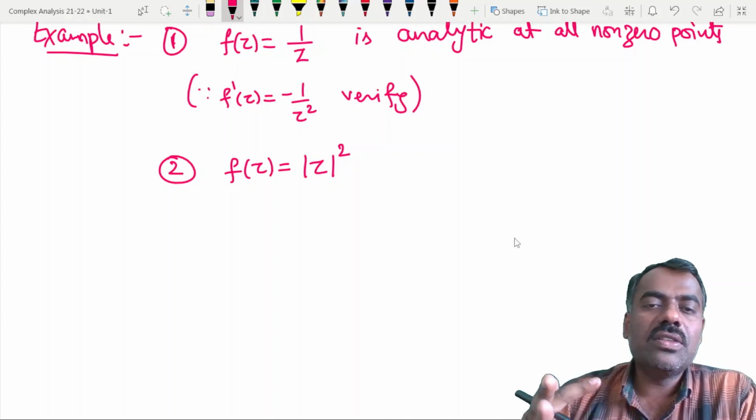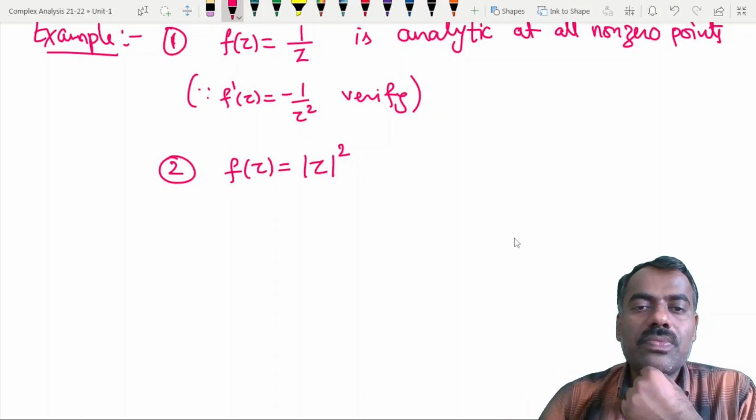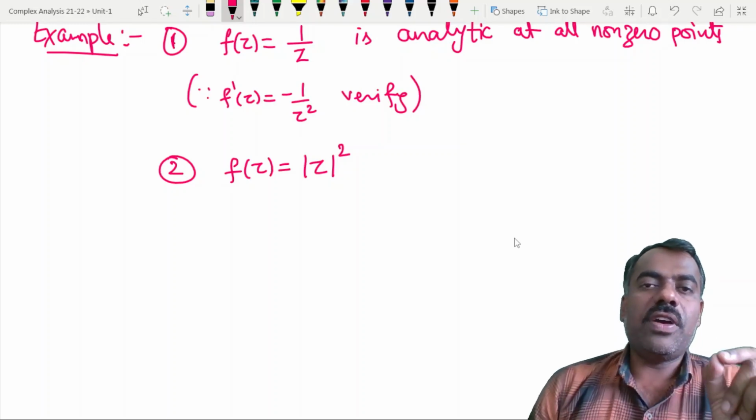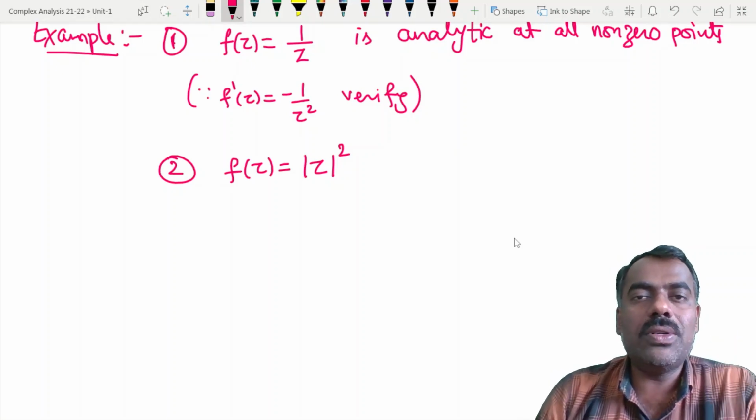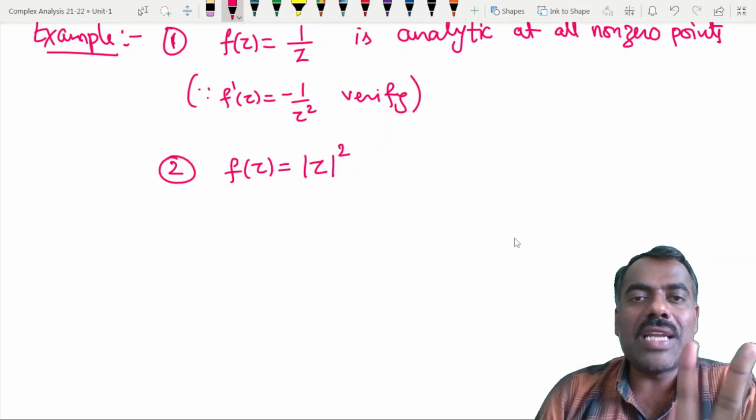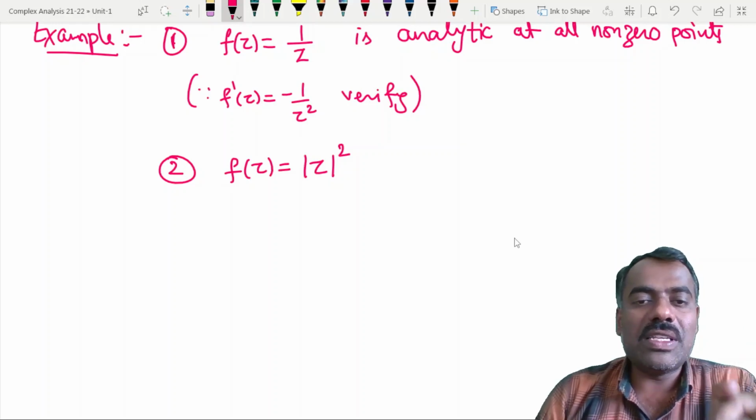This function we have shown that it is differentiable only at 0. Yes or no? This is the function where it is differentiable only at one point, namely z is equal to 0. Remaining all places it is not differentiable. So what can you say about this function? Whether is it analytic at any point?